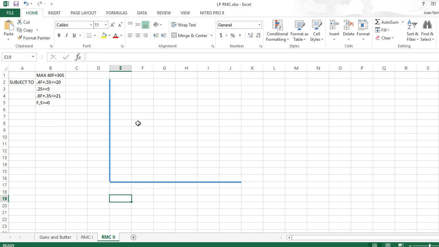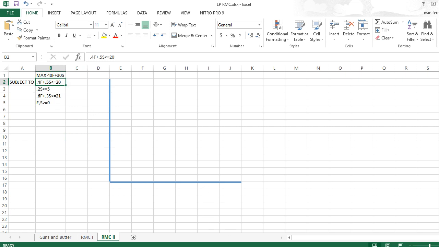Okay, so what you're going to do first is graph each of the lines represented by each of the constraints. Your constraints are right here. I'll just do them one by one. So let's do the first one, which is this one, 0.4f plus 0.5s less or equal to 20.